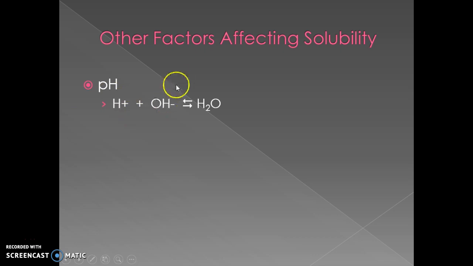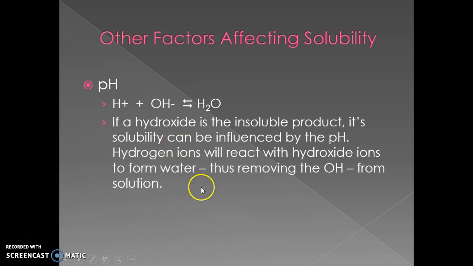and OH minuses. Well, if you think about it, there's also a whole slew of ionic compounds that are hydroxides that are insoluble in water. So we can actually influence the solubility by changing the pH of the solution. If there's free hydroxide ions floating around, we can make them go away by decreasing the pH, having more H pluses around and creating water.